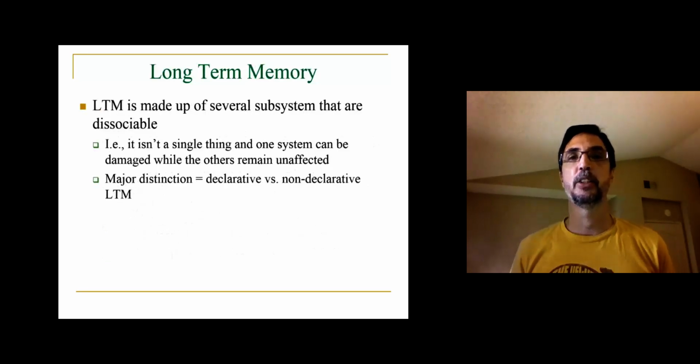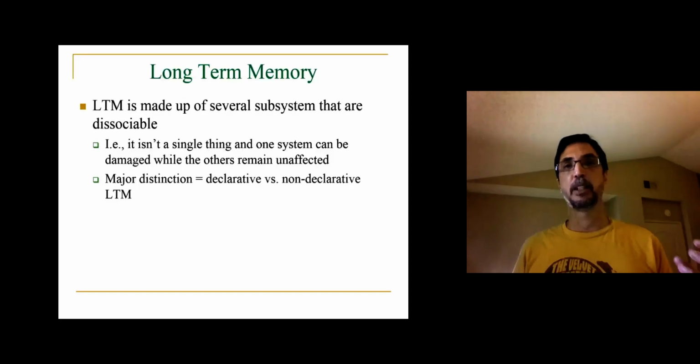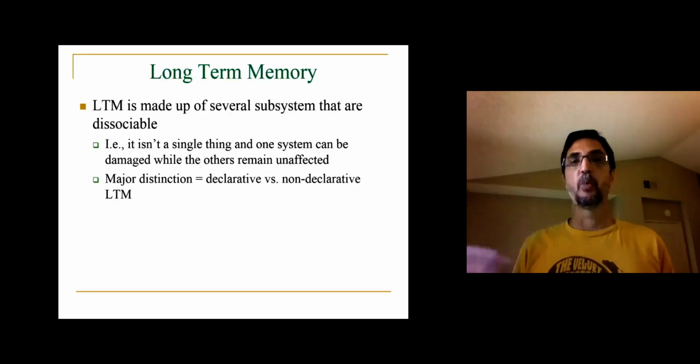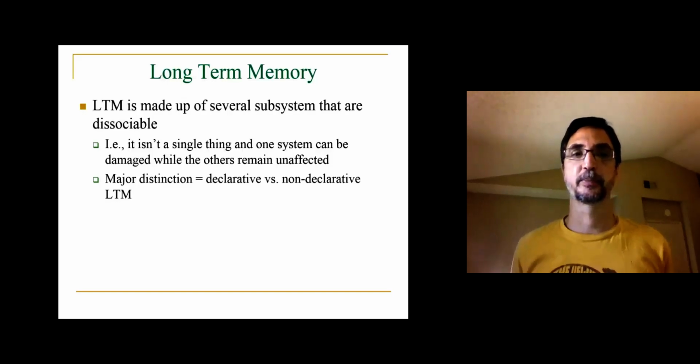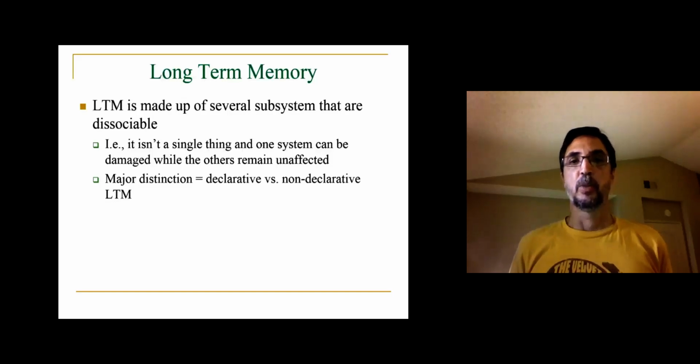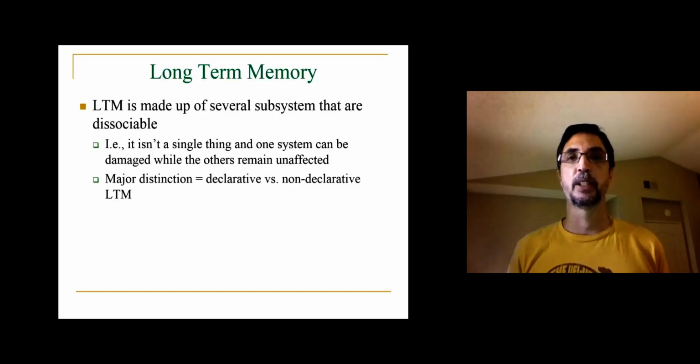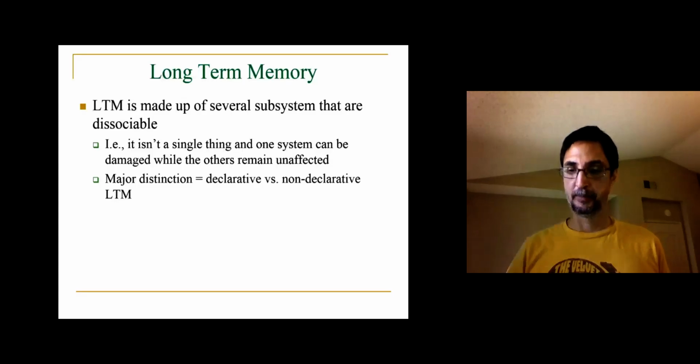So one of the things that human research on long-term memory has shown us is that there isn't just a single long-term memory system. There's actually several long-term memory subsystems, and they're dissociable. And what that means is that basically, one can be affected while the other is left intact. That's called a double dissociation, when you can affect one system leaving the other intact and the other way around. So one of the major distinctions in terms of subsystems of long-term memory is that between declarative and non-declarative memory.